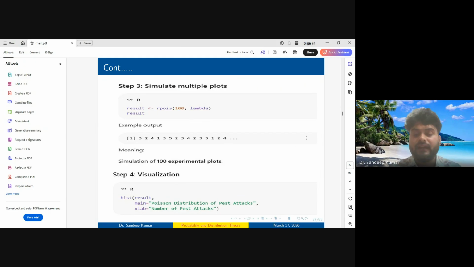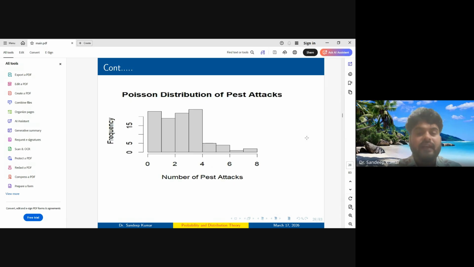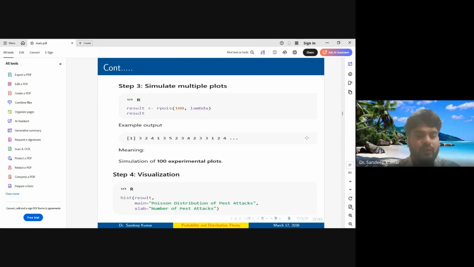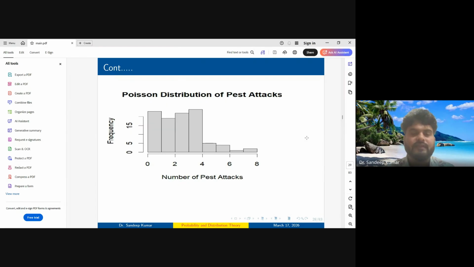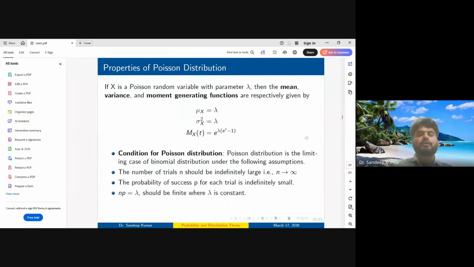This is the graphical representation in the R environment, the Poisson distribution of pest attacks. The x-axis is the number of pest attacks, and the y-axis is the frequency.